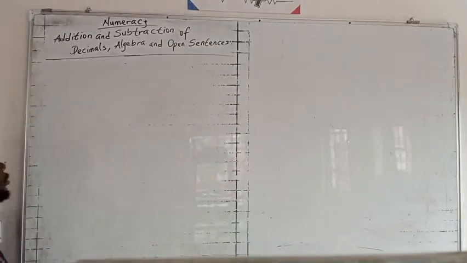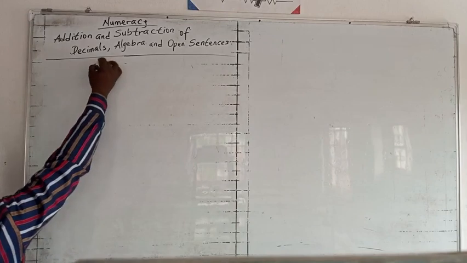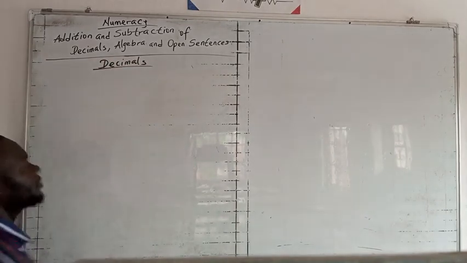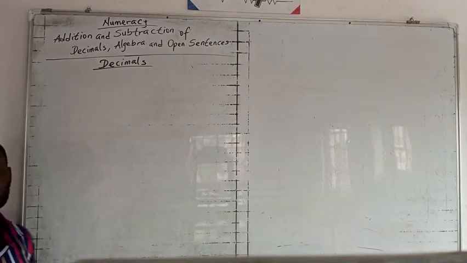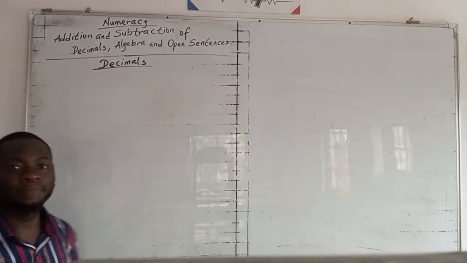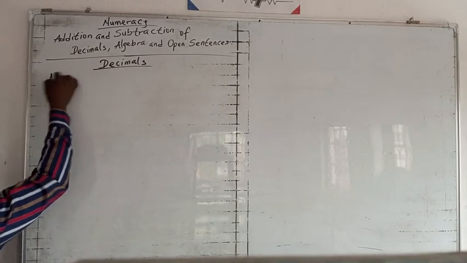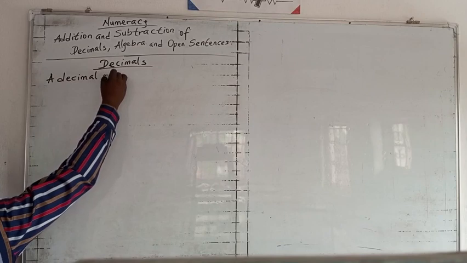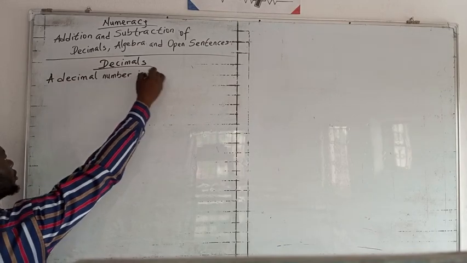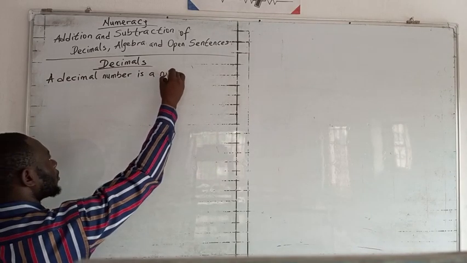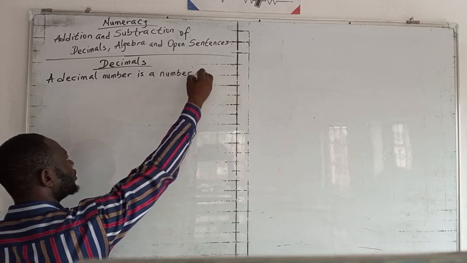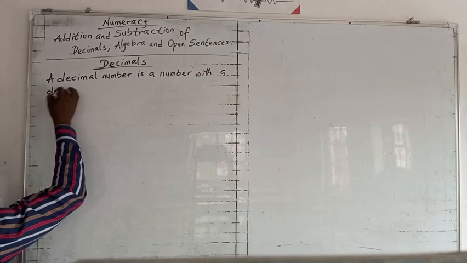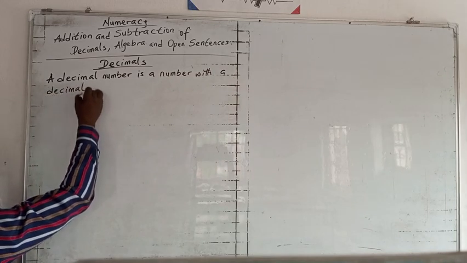Remember that we said, okay, let's look at decimals. Remember we said that a decimal number is a number that has a decimal point. So let me just write it down. A decimal number is a number with a decimal point.